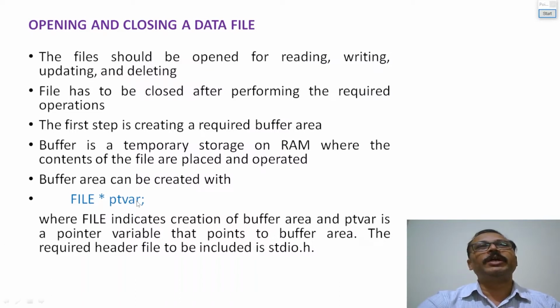The buffer area can be created like this: FILE star ptvar. So here it is a file pointer. FILE indicates the creation of the buffer area, and ptvar is a pointer variable that points to the buffer area. The required header file is stdio.h.